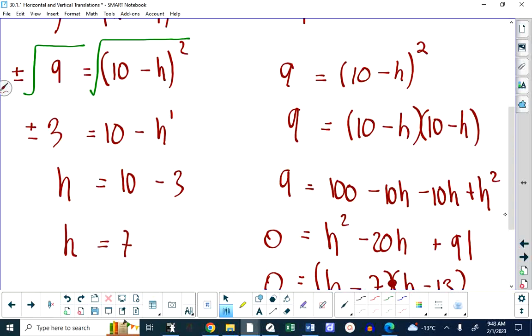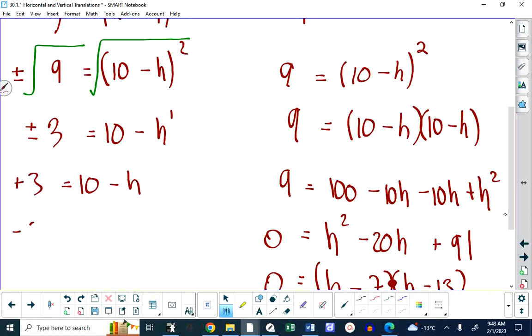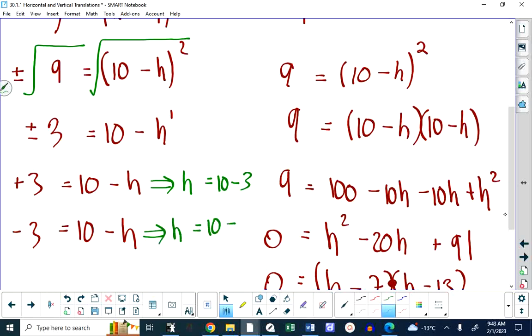That was something new last year in Math 20. And that means that what she should have gotten is positive 3 equals 10 minus h, and negative 3 equals 10 minus h. And if you solve this equation, you move the h over and subtract the 3. If you solve this equation, you move the h over and add the 3. And I think that's what you were getting at, right? But I want to really point out that the solution to this lies in you putting plus or minus whenever you take the square root. And if you forget to do that, then you get half of the answer.